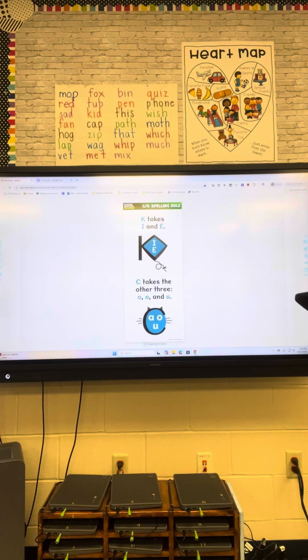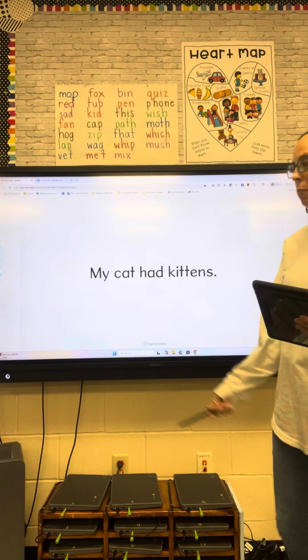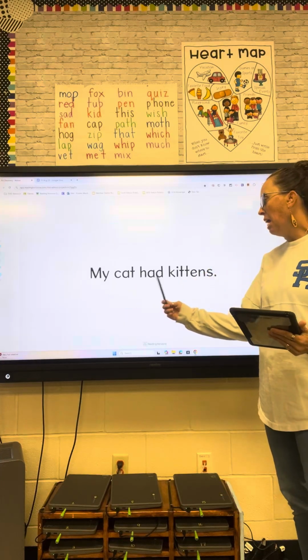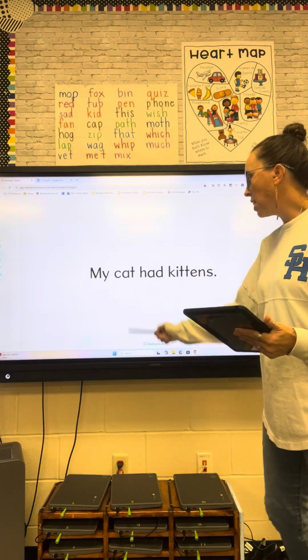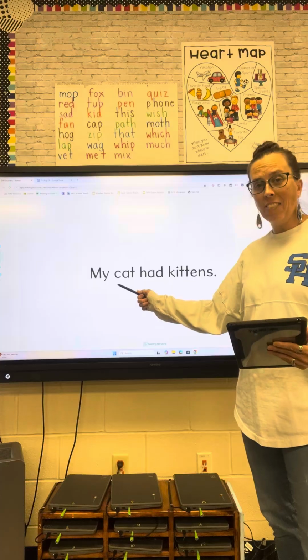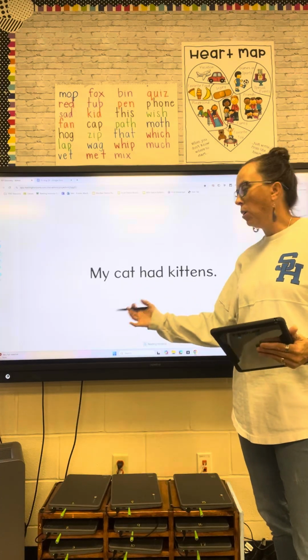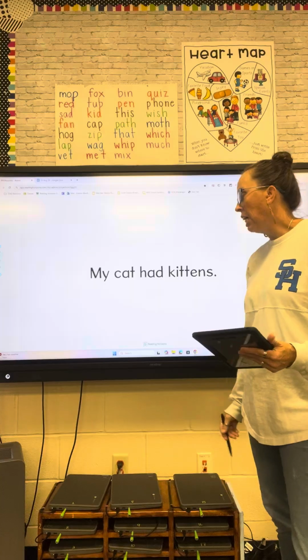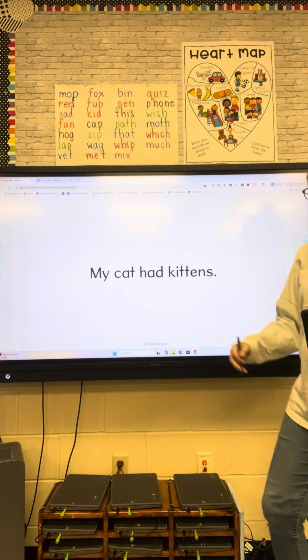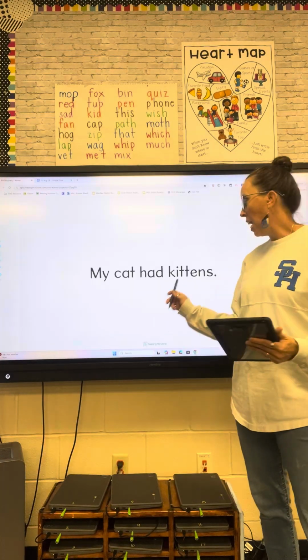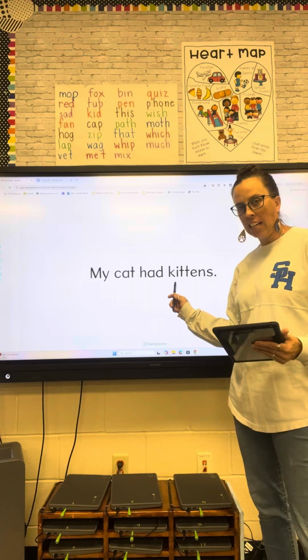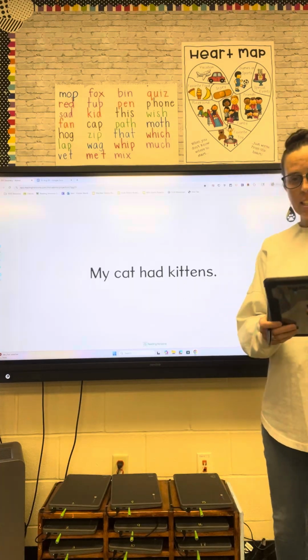All right, let's look at this sentence. Can you read it? My cat had kittens. Notice that there's a C at the beginning of cat. And since we know that C takes the other three, A, O, and U, we know that there's an A, so that's a C. And then over here for kittens, we hear K, that's an I, and we know that K takes I and E, so that's the reason that kittens begins with a K.